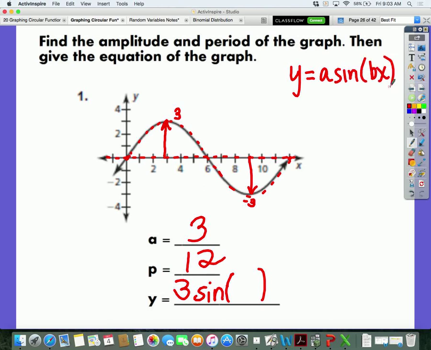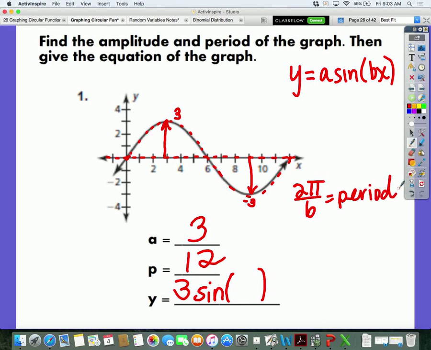Now, if you're wondering where that came from, does everyone remember where it came from? Does anyone have any questions about that? All right. B is in relationship to the period. There was a formula that you wrote down to help you find the period: 2 pi over b equals the period.